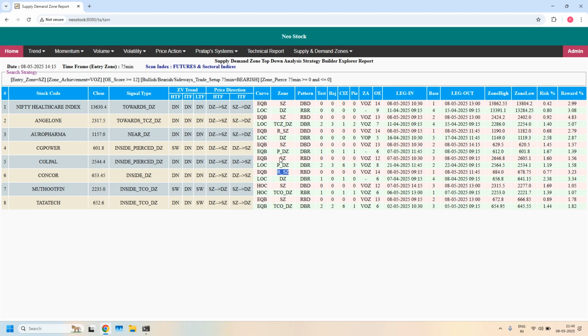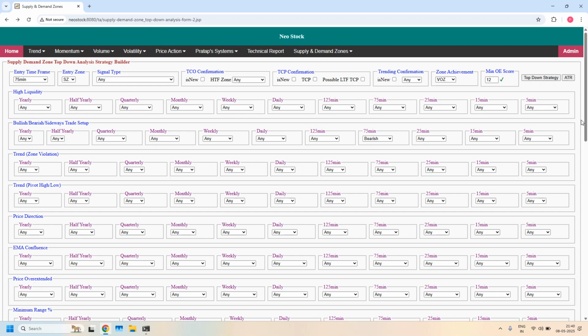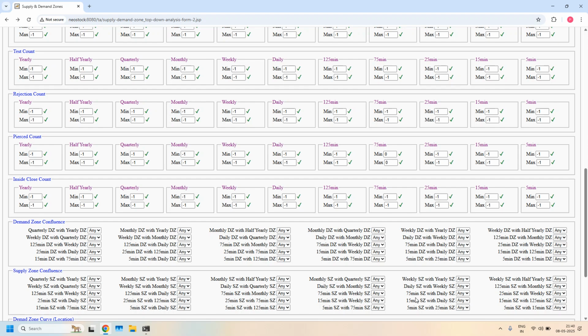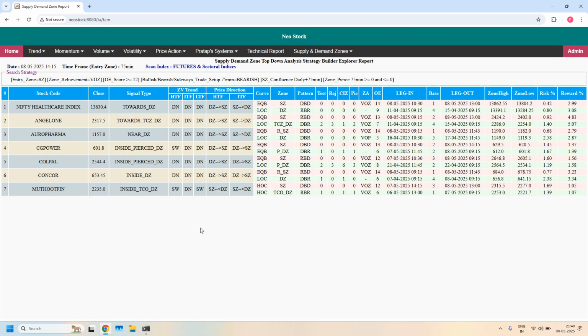75 minute supply zones. So total we got 8 75 minute supply zones. Out of these 8, how many are having more high probability to get success? That we will filter based on the zone confluence. First filter 75 and daily supply zone confluence. So by applying this filter, we got 7 stocks. All 75 minute supply zones overlapped with daily supply zone, and daily trend is down in all the stocks.